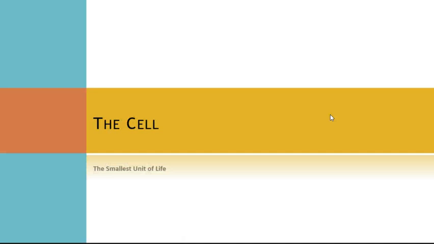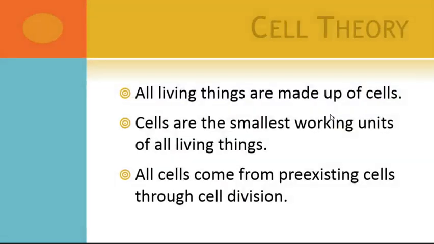So let's talk about the cell. The cell is the smallest unit of life. And cell theory really is based on three ideas. One, that all living things are made up of cells. Now, it could just be one cell, right? Because cells are the smallest working units of all living things.